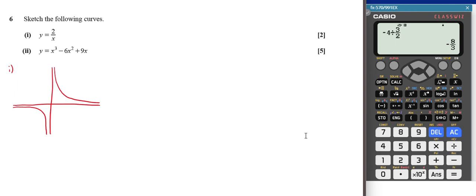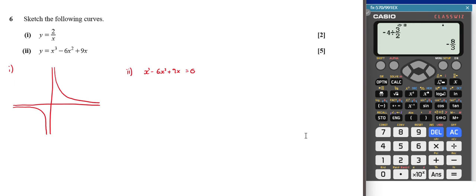Part 2 is a little bit more tricky. We can see that it is a cubic. And if we've got a cubic, we kind of know the basic shape, but we need to know, have we got any roots? So on this, let's look for some roots. x cubed minus 6x squared plus 9x equals 0. You could stick it in the solver on your calculator. You could factorise it, which I'm going to do here.